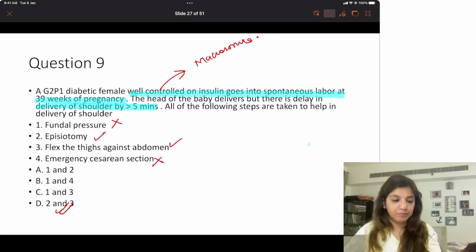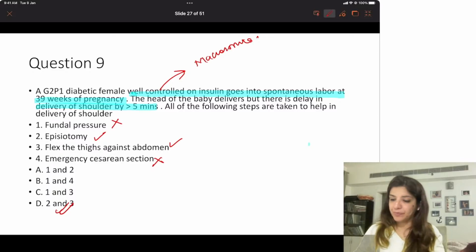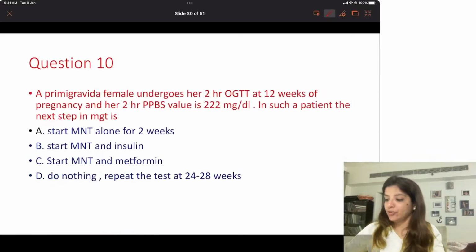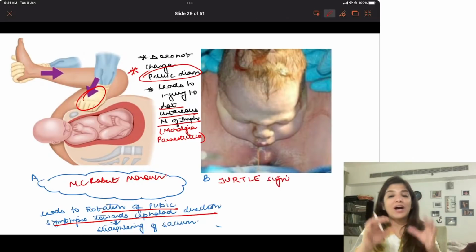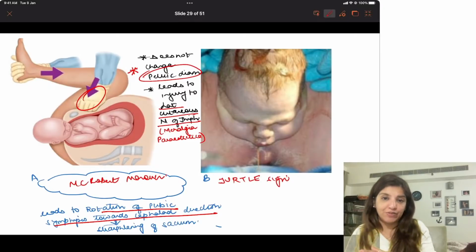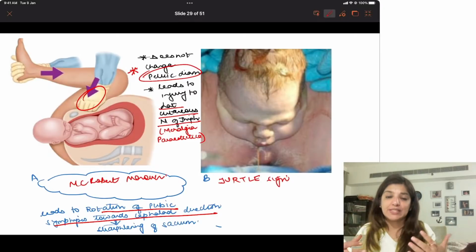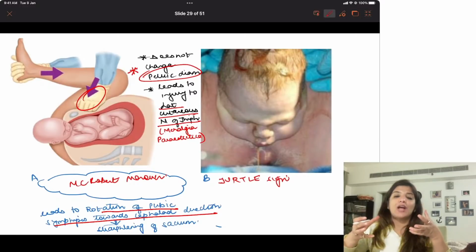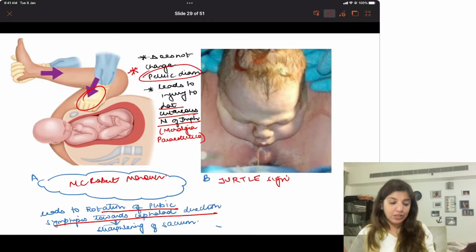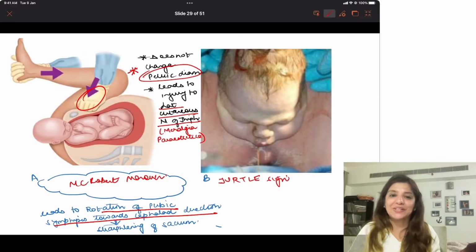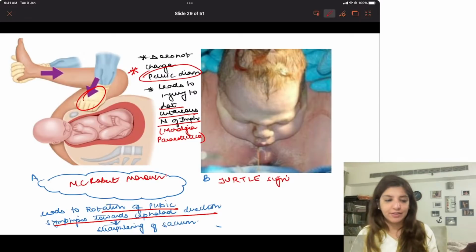Yes, question number 9. Now over here, I want all of you to see image B. What is image B showing to you? This is showing you turtle sign. What is turtle sign? Once the head of the baby is delivered and the shoulder dystocia happens, then the head tries to retract back into the perineum. Because the head is trying to go back into the perineum, that is shoulder dystocia. That is what is turtle sign in shoulder dystocia. Right?